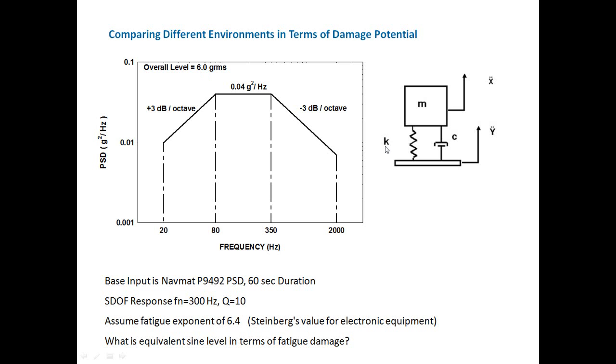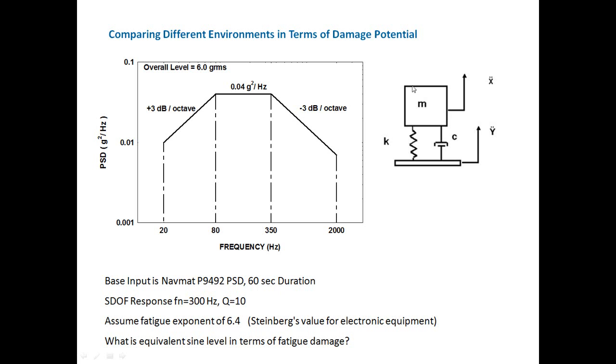One of the things we've done in past units, and we're going to do again today as a review exercise, is apply this PSD as a base input to the spring mass system. Then we're going to calculate the absolute acceleration response of that mass. We have two ways of doing it. We could do that in the frequency domain, or in the time domain. We're going to do the time domain method today, even though it takes some extra steps. So our base input again is the NAVNET PSD level for 60 seconds.